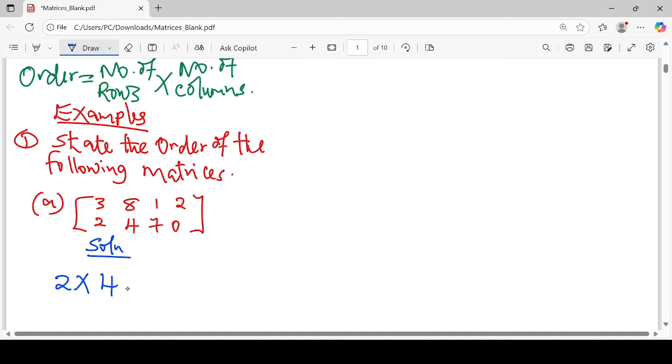So the order of this matrix is a 2 by 4 matrix. That's how we read it. The order of that matrix is a 2 by 4 matrix.